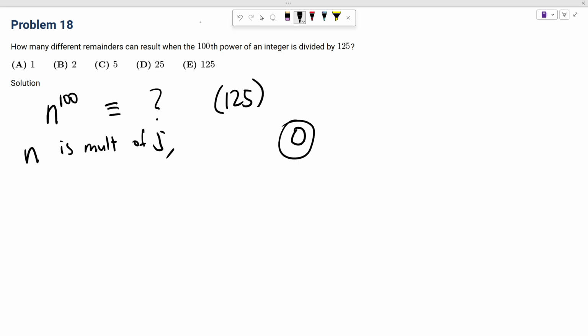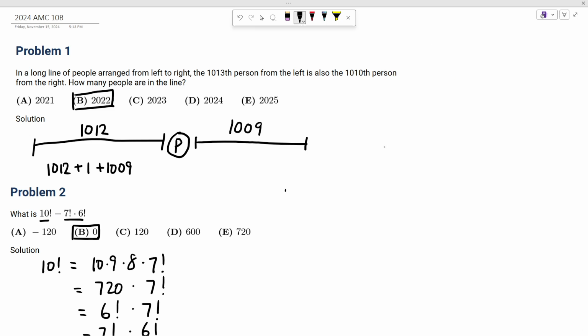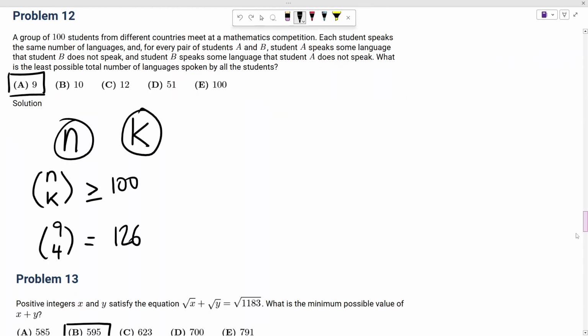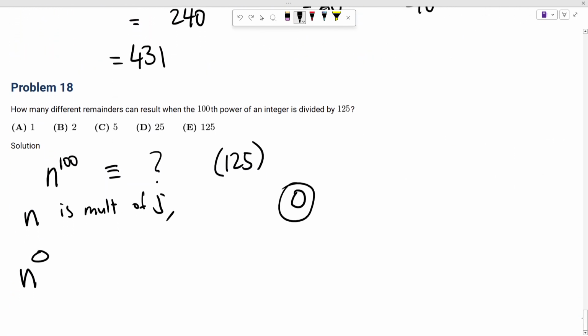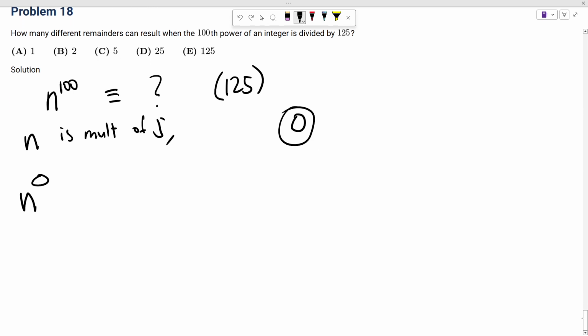If n is not a multiple of 5, then there's this nifty little thing called Fermat's little theorem, which says that since n is not a multiple of 5, it's going to be relatively prime to 125. So that means we can apply Euler's totient function, or Fermat's little theorem, which says that n to the totient of 125 is always going to be congruent to 1 mod 125.